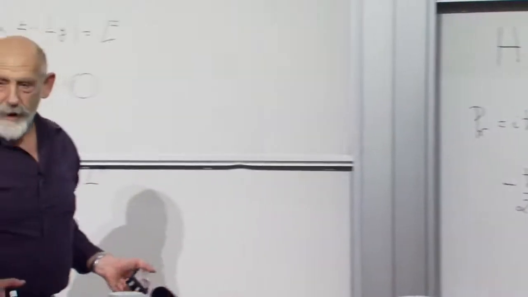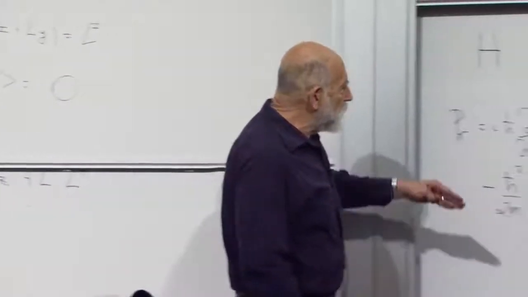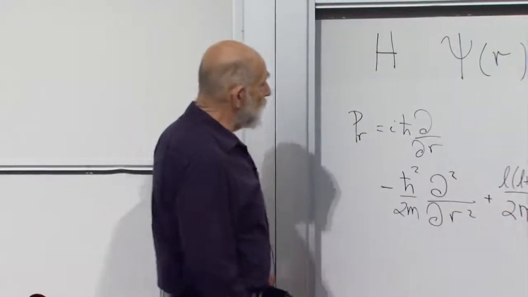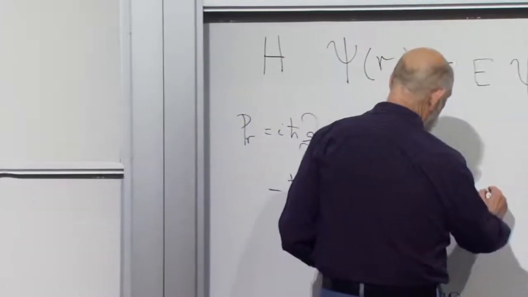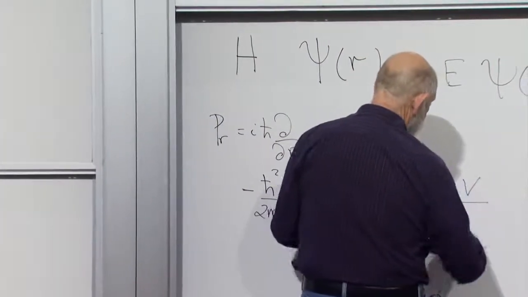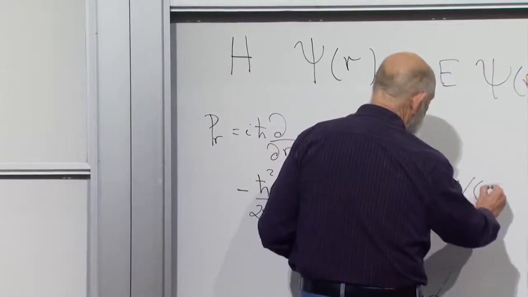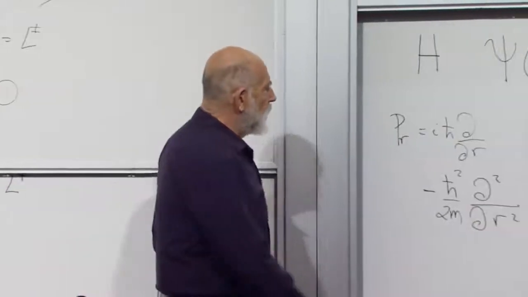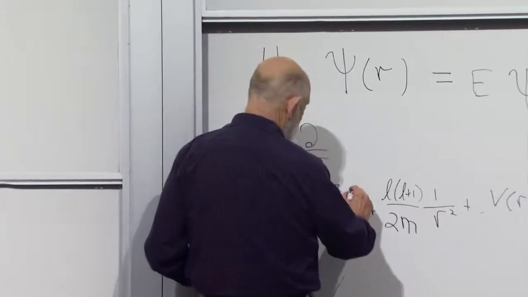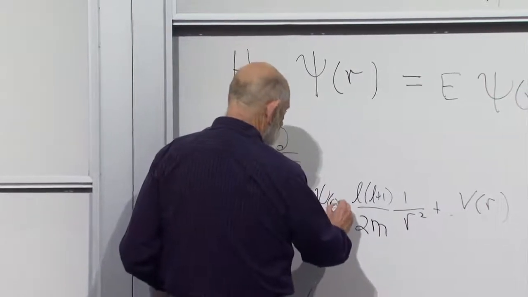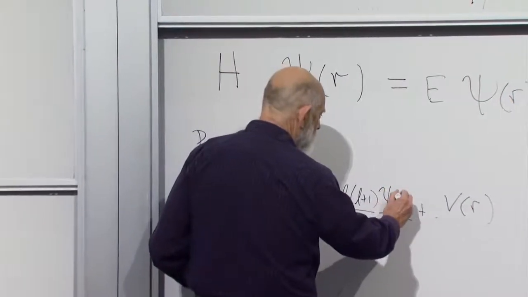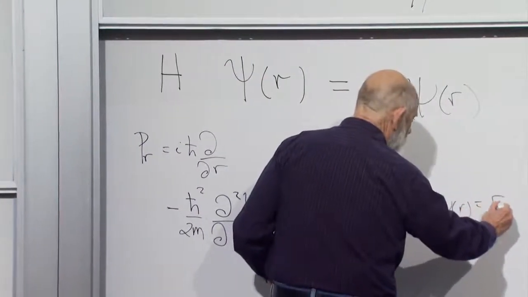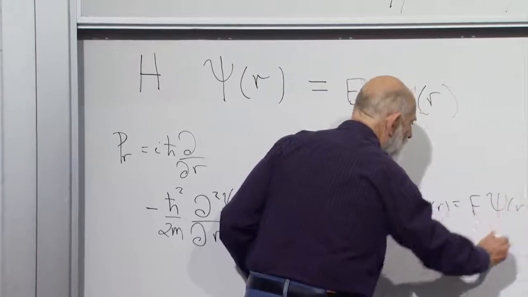That's one of the effects of quantum mechanics, just to change L squared to L times L plus 1. And finally, plus V of R. And you can plug in your favorite potential into there. What do we do with it? We act on psi. And psi is now a function of R, psi of R equals E psi of R. And that's our Schrödinger equation.